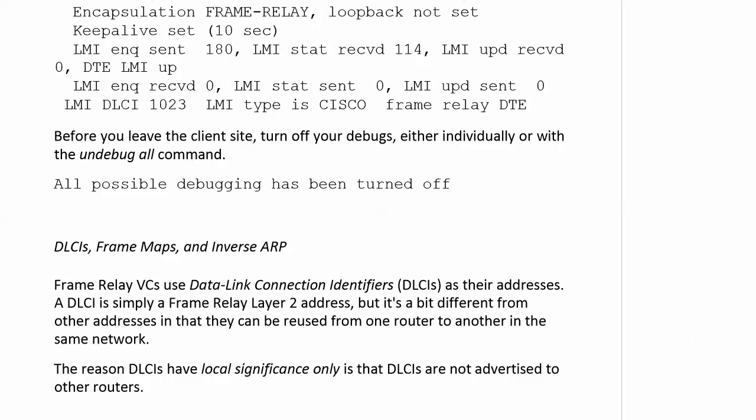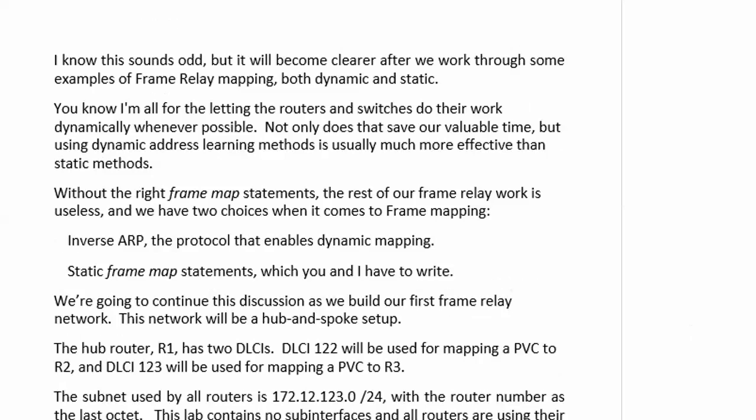Now, we've got to have some kind of address for our frame relay VCs, and in this case, with the frame relay VC, we use DLCIs, a data link connection identifier. And it's a frame relay layer 2 address. But it's unlike, say, a MAC address because it can be reused from one router to another in the same network. Now, you wouldn't want to do that with a MAC address, and you wouldn't want to do it with an IP address. But you can do it with DLCIs. They are locally significant only. They're not advertised actively to other routers.